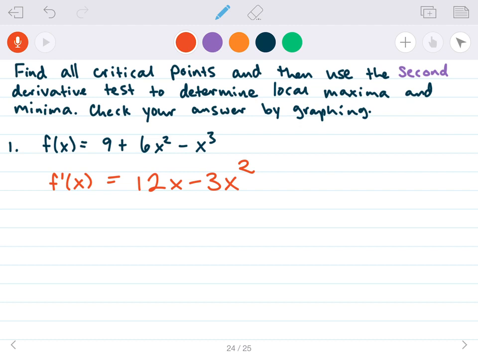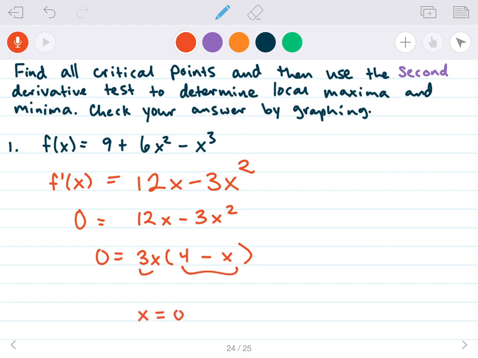And we want to find our critical point or points so that we can use the second derivative test. So if we set our first derivative equal to 0, well, I can factor out a 3x. And I get that. Now if I set each of these factors equal to 0, my critical points are x equals 0 and x equals 4.